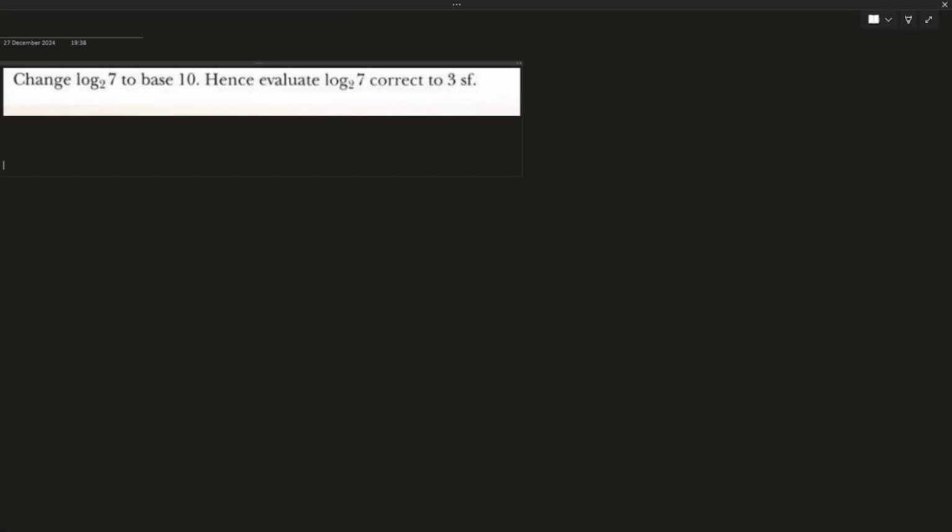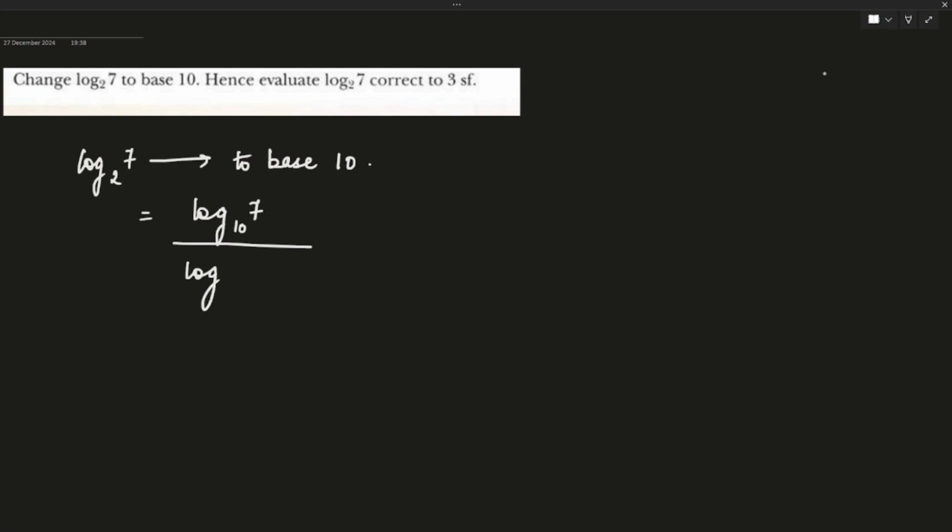We'll do one more example so it is clear for you. Now, this is your question. You have to change log 7 to the base of 2 to base 10 and hence evaluate log 7 to the base of 2 correct to 3 significant figures. So we have to change log of 7 to the base 2 to base 10. We first take the log of the argument, log of 7, with base 10, upon log of the previous base, which is 2. So log of 2 to the base 10.